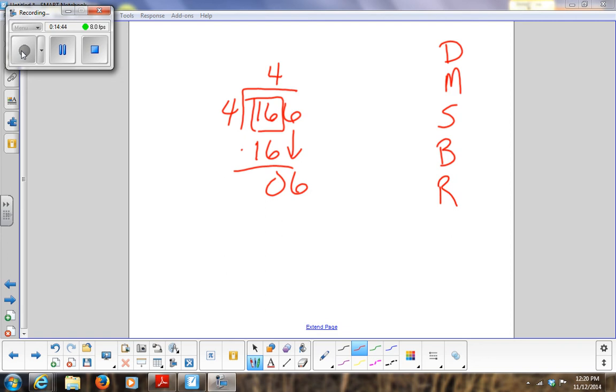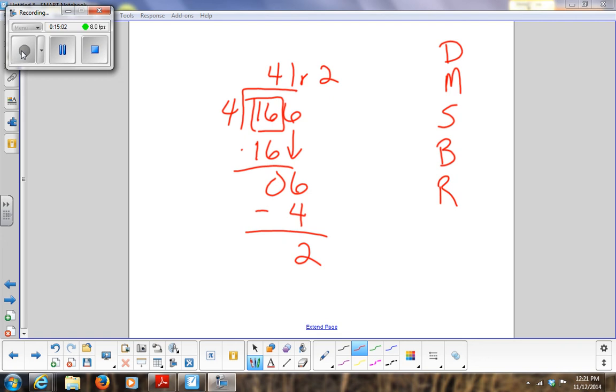Okay. 4 can go into 6 how many times? 1 time. I'm going to multiply. 4 times 1 is? 4. Subtract. Which leaves me with the remainder of 2. Oh, I get it.